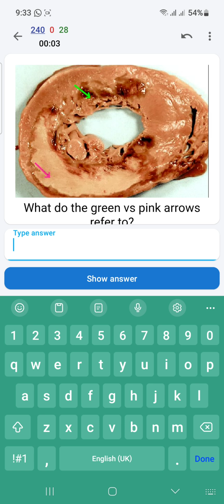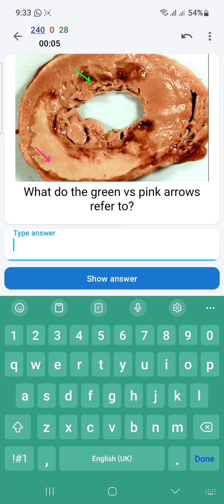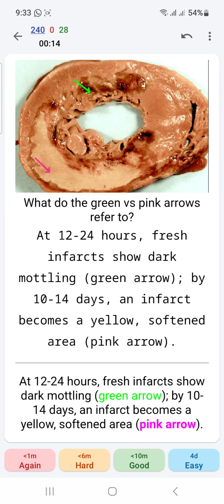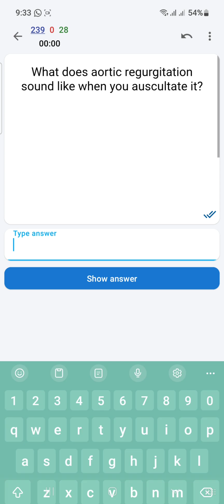What do the green versus pink arrows refer to? Pink looks like ischemia and green looks like necrosis. Okay, at 12 to 24 hours, fresh infarcts show dark mottling like those in green arrows. By 10 to 14 days, an infarct becomes a yellow softened area, pink arrow.